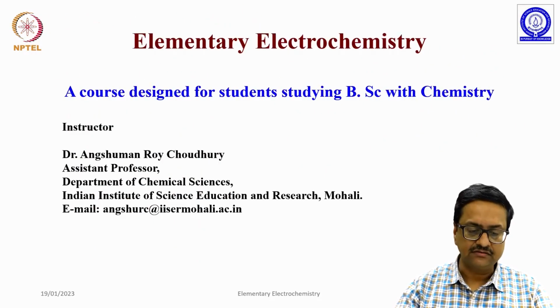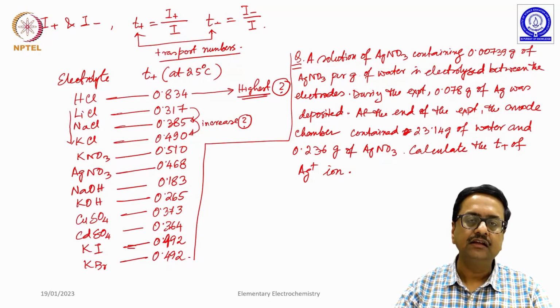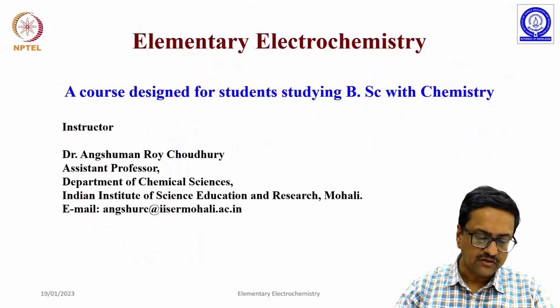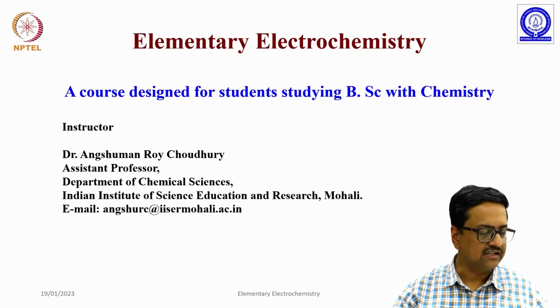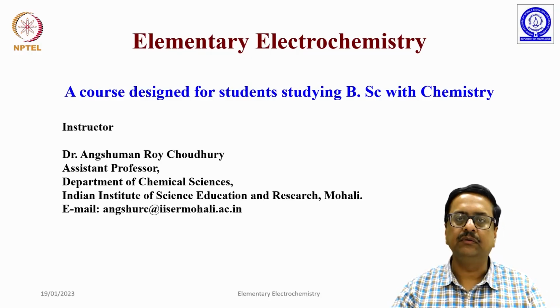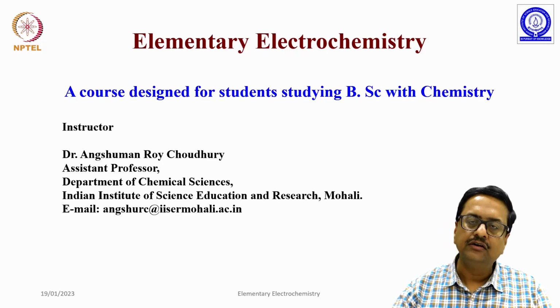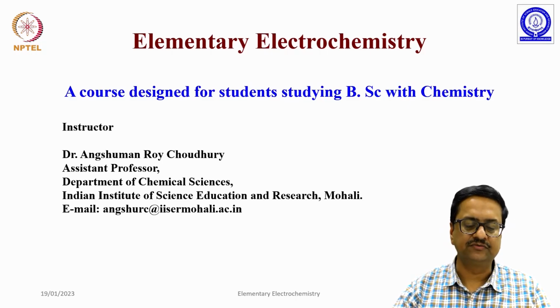In the previous class, we discussed the transport number and derived the expression for it in terms of the fraction of current carried by the cation by the total current passed through the solution. So, in this class today we are going to discuss the migration of ions using a particular example, and then we will discuss a method for the determination of transport numbers.